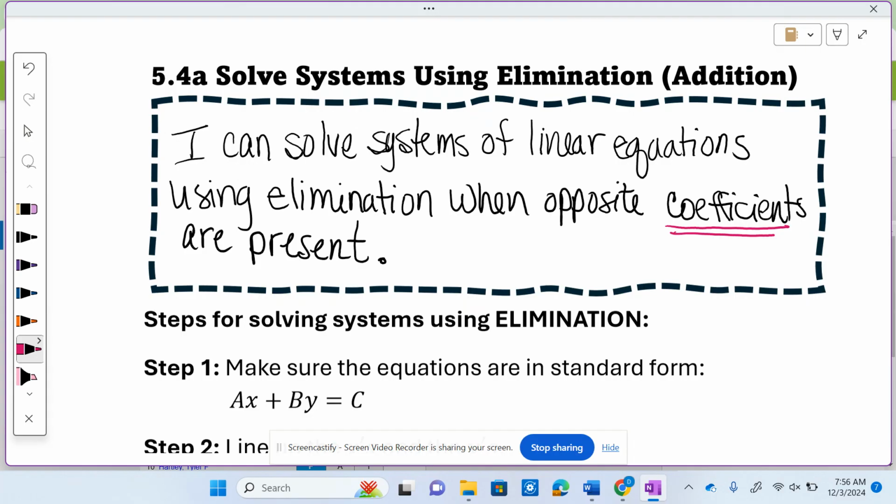So I'm going to just put a little note here so we know. It's the number attached to the variable.